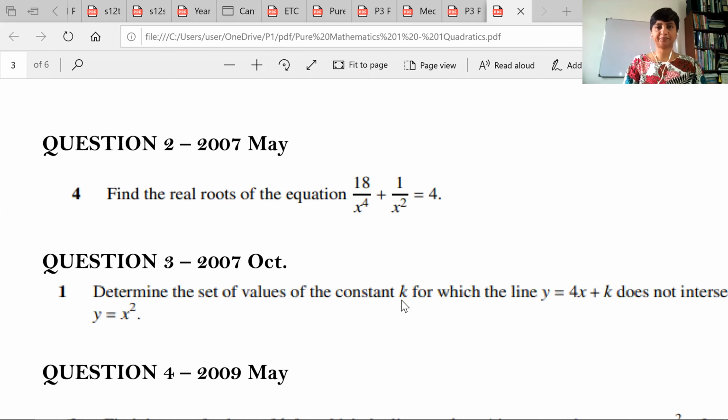So let's check this, okay? Let's go ahead and do it. I will do it, and you can check your work. So let me copy the question to the paper. 18 over x to the power of 4 plus 1 over x squared equals 4.